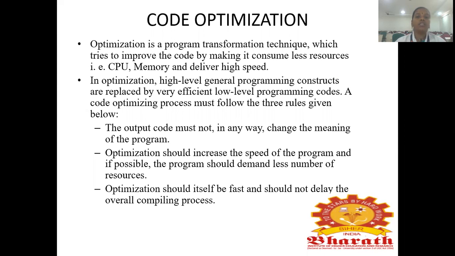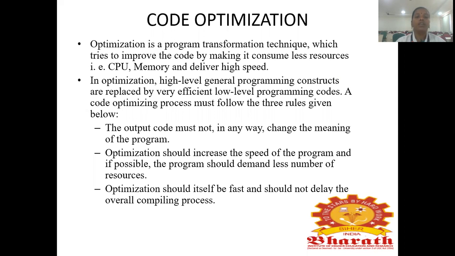In optimization, high level programming language constructs are replaced by very efficient low level programming code. So all the low level languages are converted at this level of your programming code. This optimization follows three rules, and these three rules are of main importance.